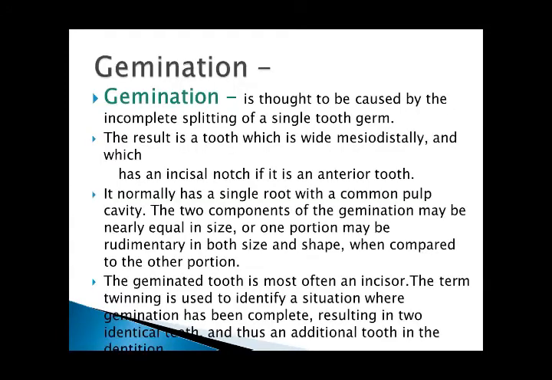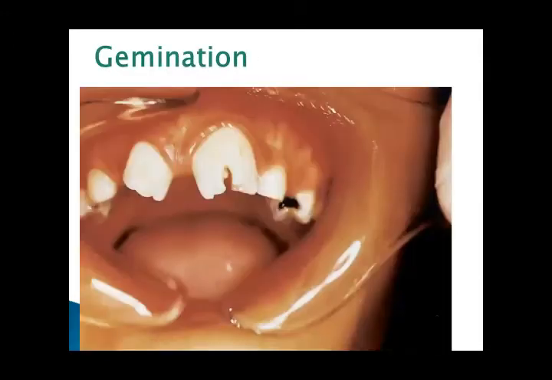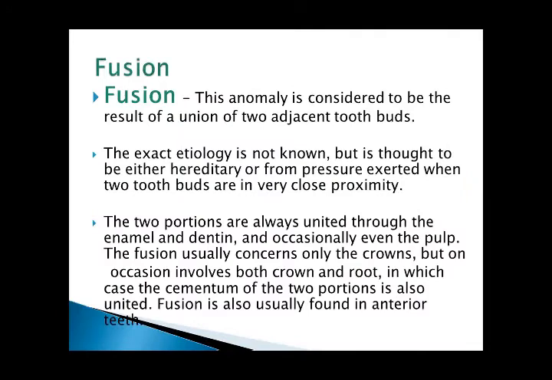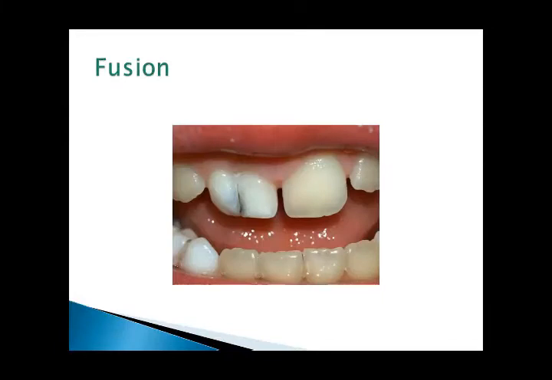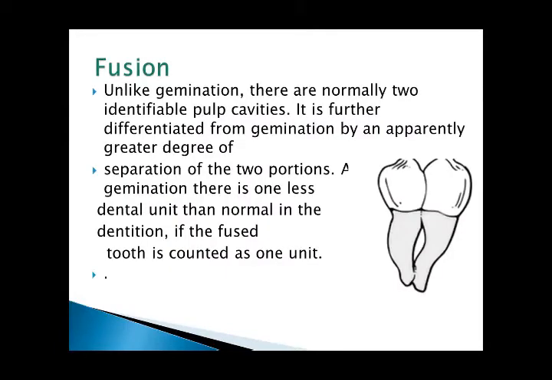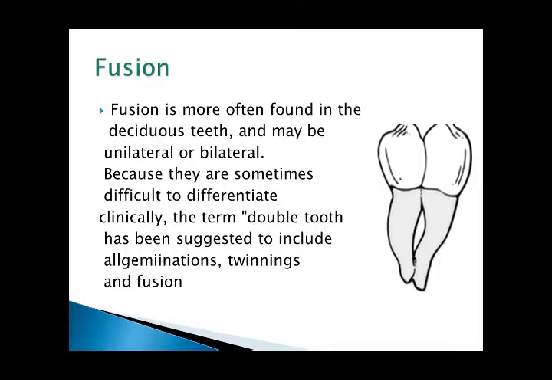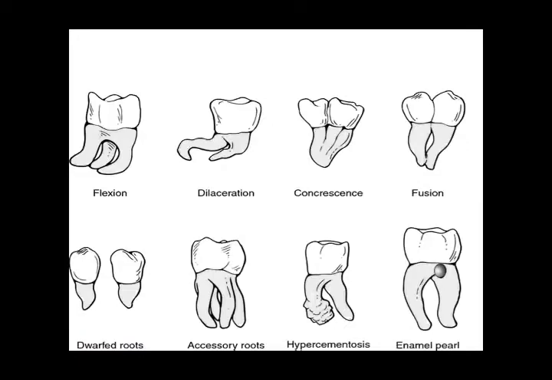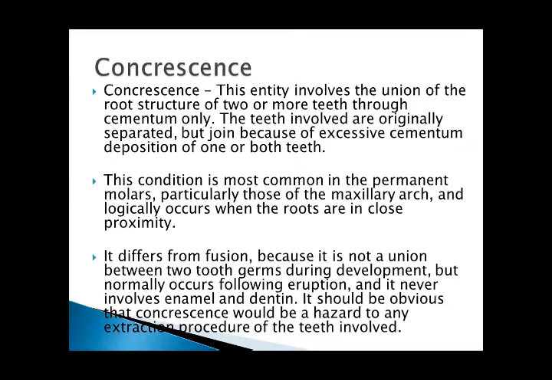Gemination is thought to be caused by the incomplete splitting of a single tooth germ. Fusion is considered to be the result of a union of two adjacent tooth buds. Like gemination, there are normally two identifiable pulp cavities. It is further differentiated from gemination by an apparently greater degree of separation of the two portions. Concrescence involves the union of the root structure of two or more teeth through cementum only.